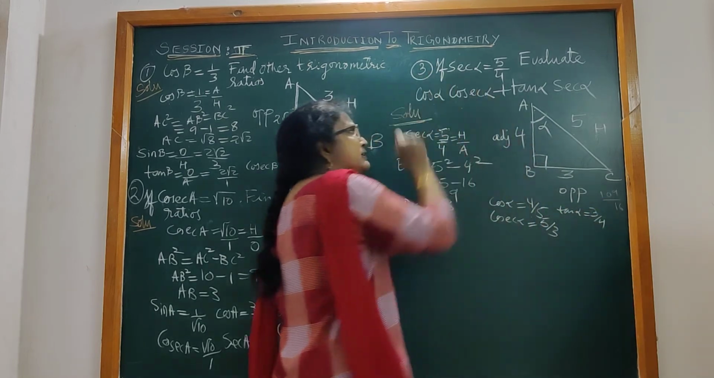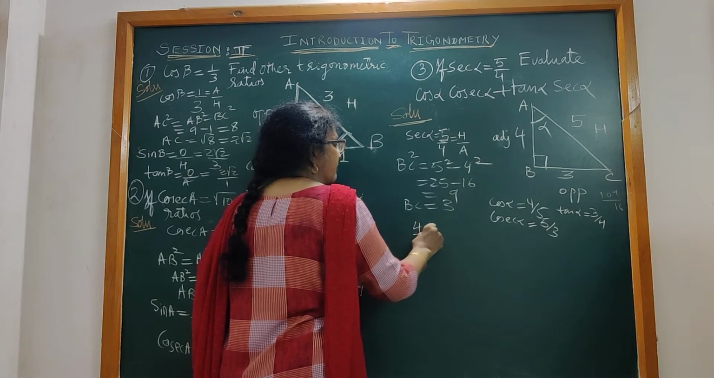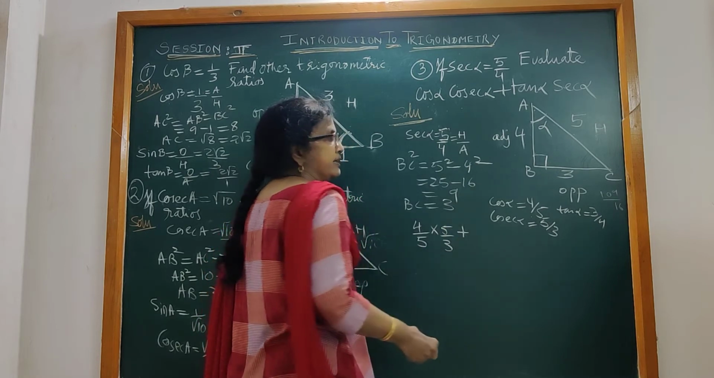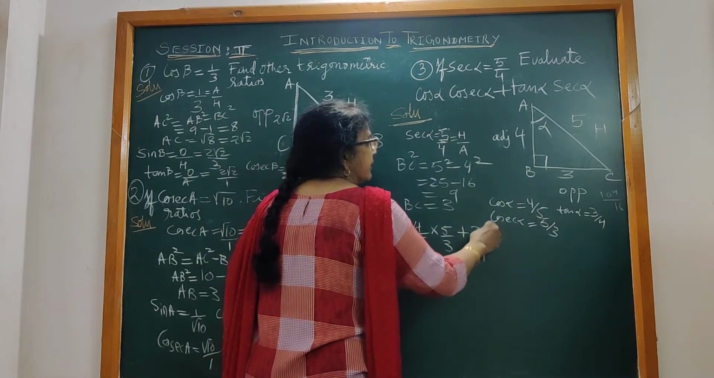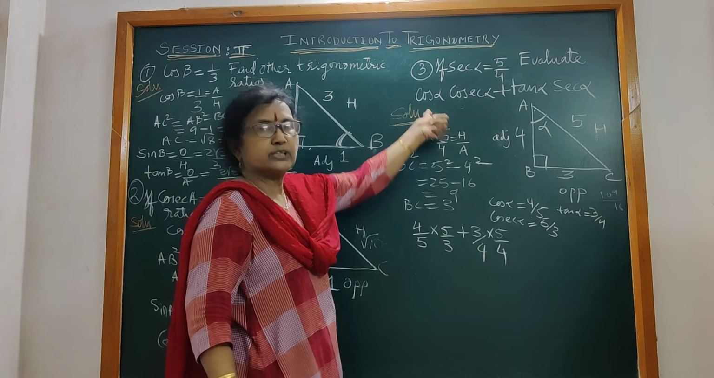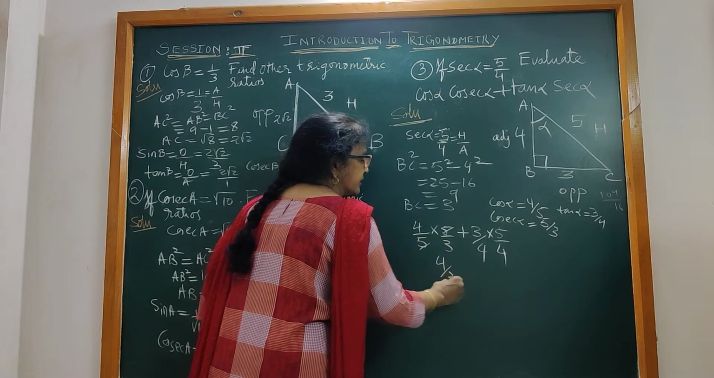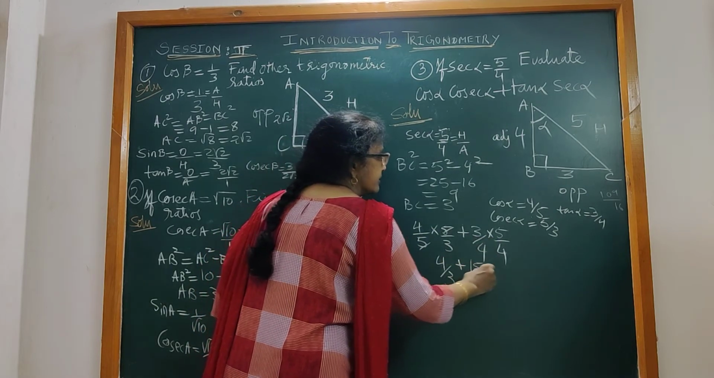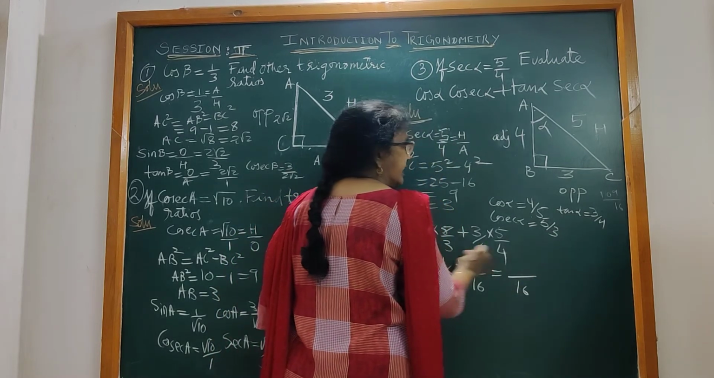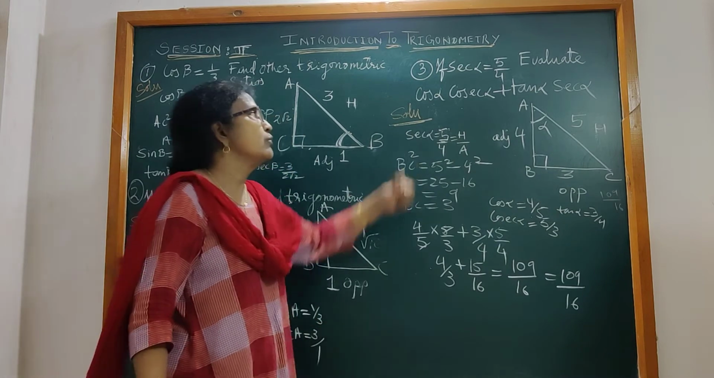And sec alpha is already given to you. We will put this value here to evaluate. Cos alpha, 4 upon 5, into cosec alpha, 5 upon 3, plus tan alpha, 3 upon 4, into sec alpha, 5 upon 4. So whatever the ratios are, you put the value in it. This 5 cancels. 4 upon 3 plus 15 upon 16. You take the LCM, which is 16, add it, and you will get 109. So 109 upon 16 is the numerical value of this.